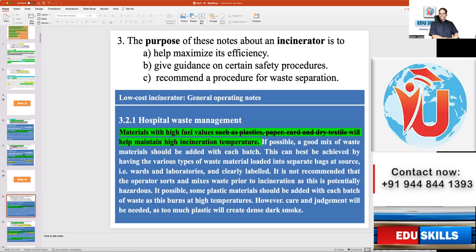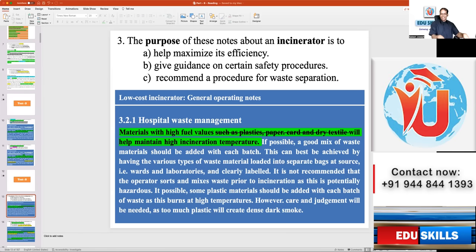That is Watson laboratories, clearly labeled. Now, ultimately, what is it for? What is the aim of this separation? It is for the best efficiency at the area where the incineration is happening. So that is the means to achieve this end: high incineration temperature.